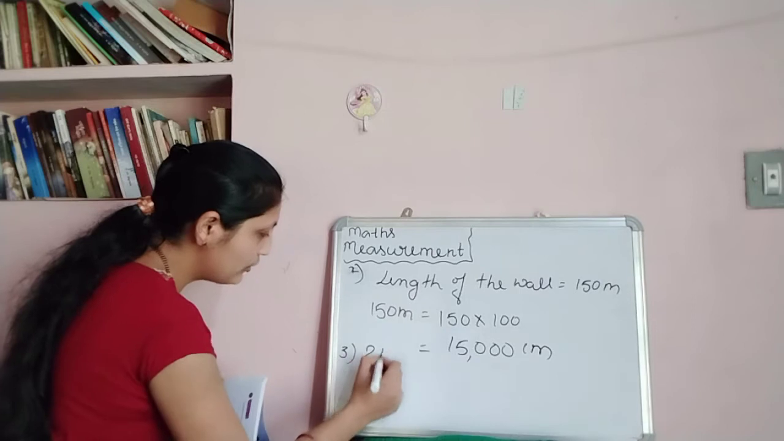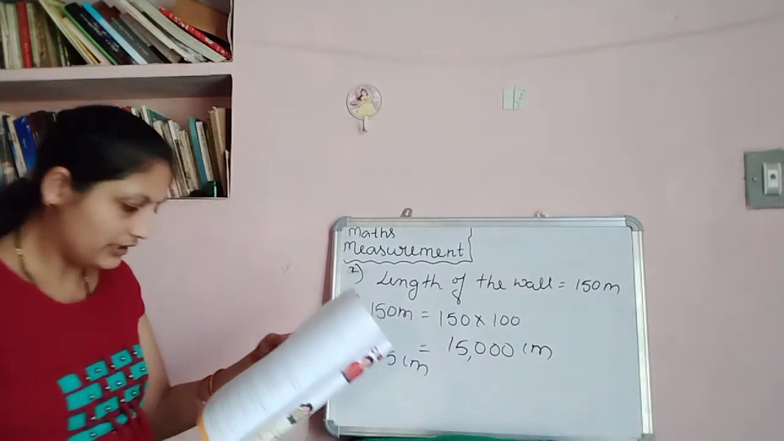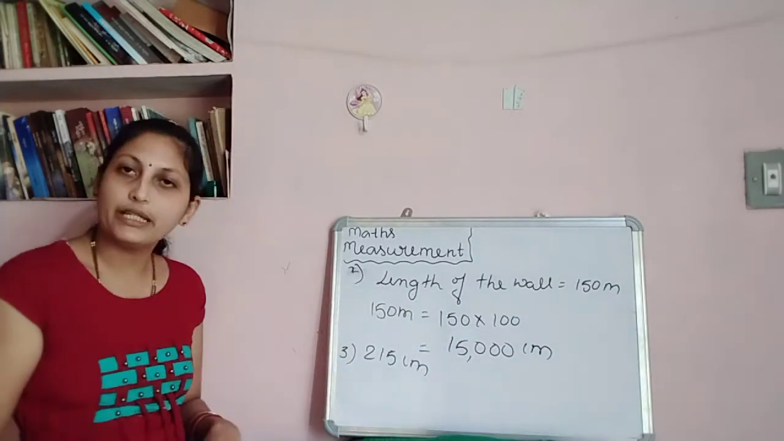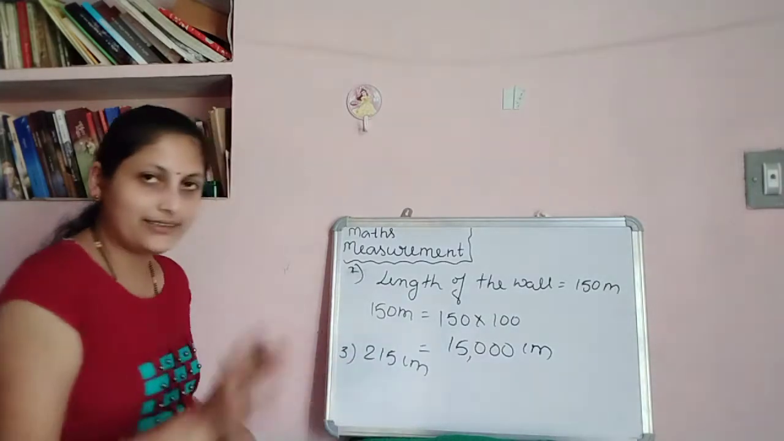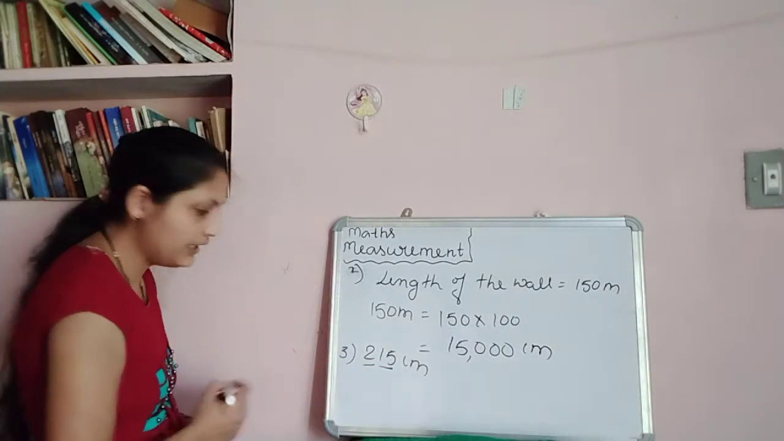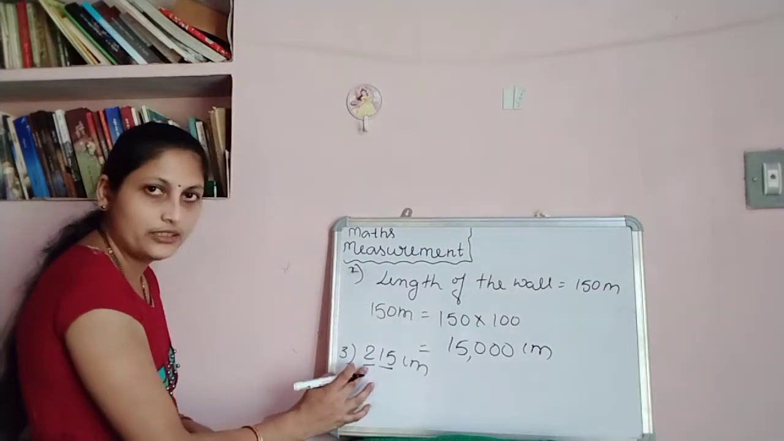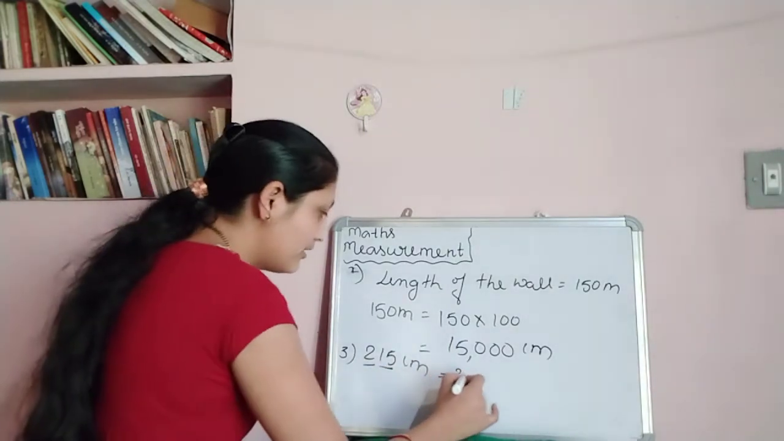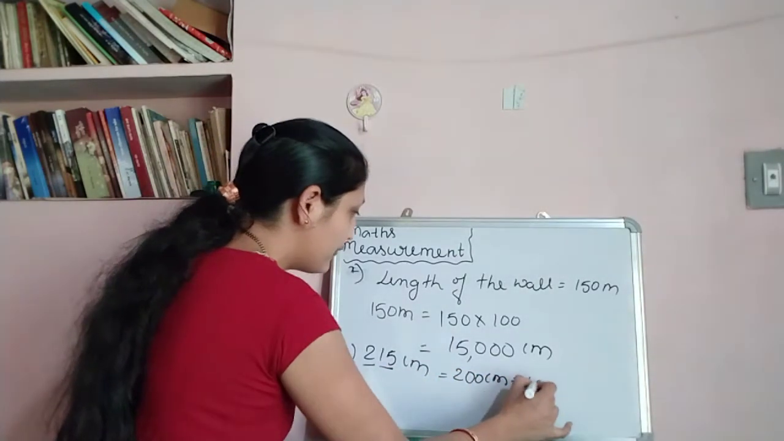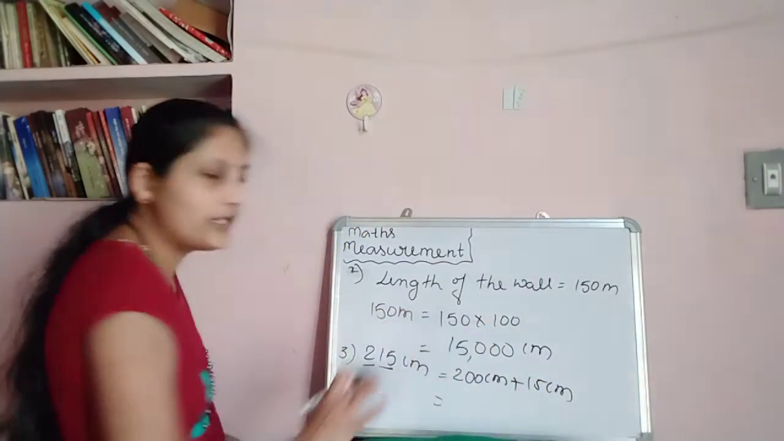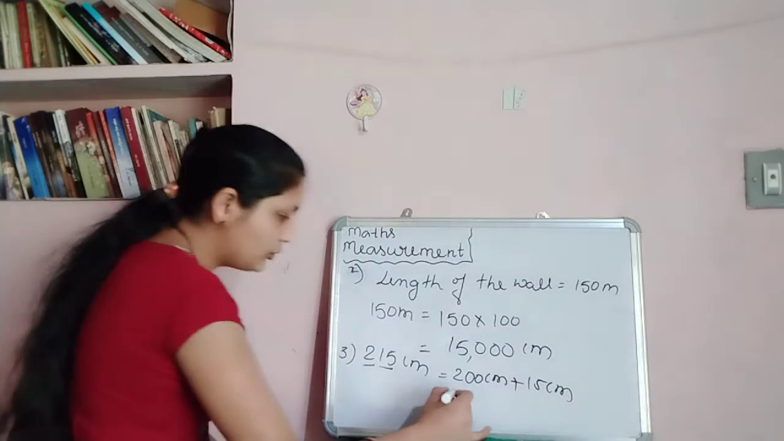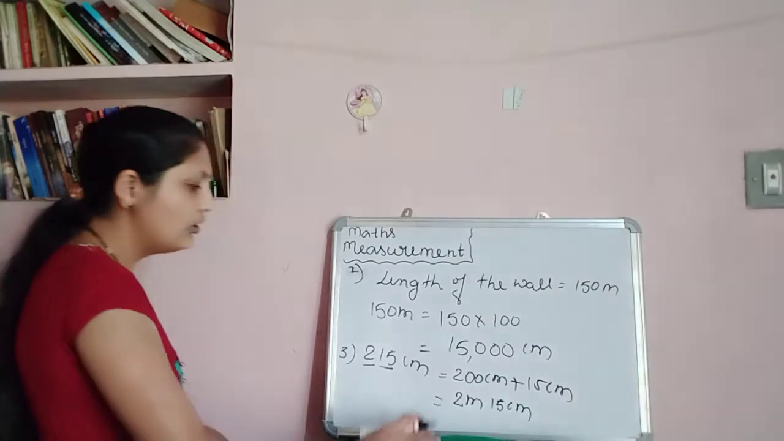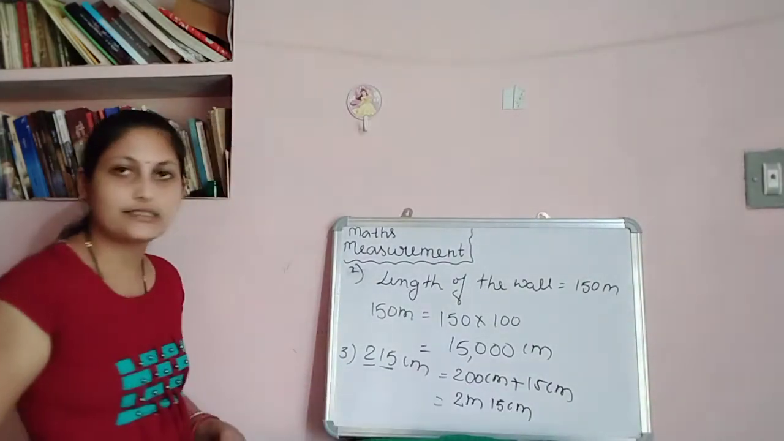Third one, length of a table is 215 centimeter. What is the length of the table in meter and centimeter? This has to be expressed in meter and centimeter. So, as I said, it has to be split into two parts: 15 is centimeter, 2 is 200 centimeter. So when you split into two parts, it is 200 centimeter plus 15 centimeter. 200 centimeter is nothing but 2 meter, then 15 centimeter. So the answer is 2 meter 15 centimeter.